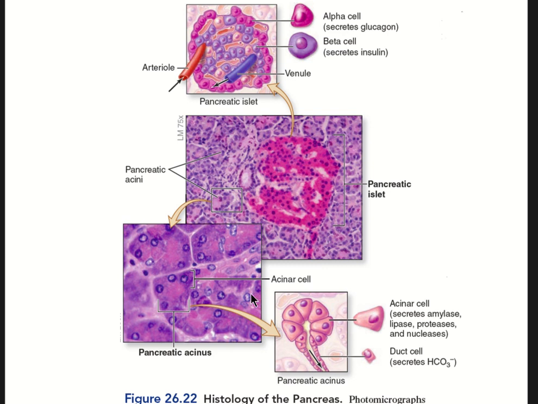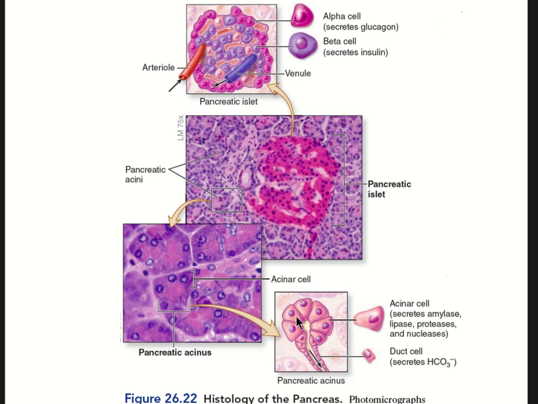And these guys are going to be secreting that pancreatic juice portion that's made up of bicarbonate ions. So it's going to be like a basic alkaline type secretion. I'm sorry, that's what your duct cells are going to do. Your acinar cells are going to be secreting digestive enzymes. So those are the two stars of the show, the duct cells and the acinar cells.